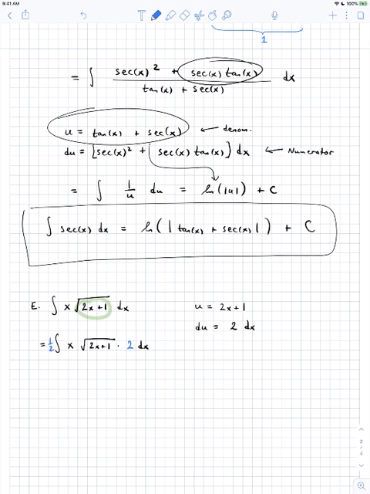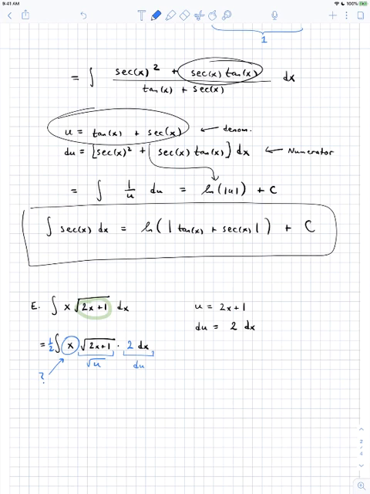Okay, so what are we looking at now? Well, this 2dx is exactly our du, which is what we wanted, and now we have the square root of 2x plus 1, that's the square root of u. However, we got a bit of a problem. Namely, there's still an x there. What are we supposed to do with that thing?